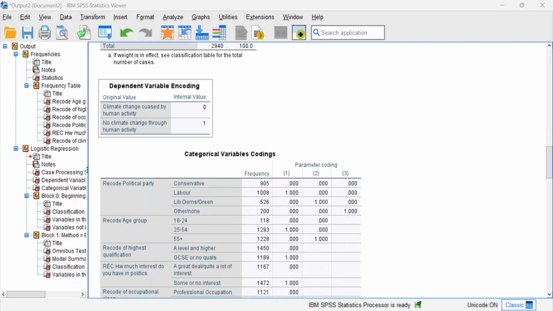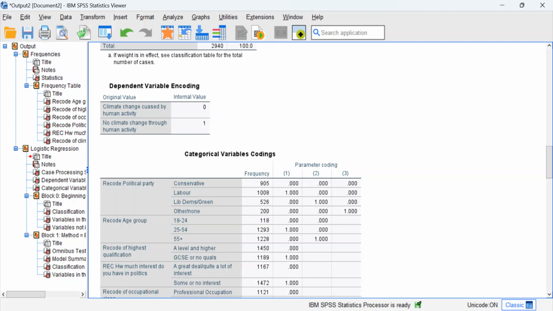Then this is the dependent variable encoding. So SPSS does its own internal encoding of the dependent variable, but I've actually set this up to mirror this internal coding. So the original value, climate change caused by human activity, is coded as 0, and no climate change through human activity is coded as 1. So this means that the model that we're going to be running is predicting whether someone is more likely to believe that climate change is not happening or it's not happening due to human activity than they believe that climate change is happening.